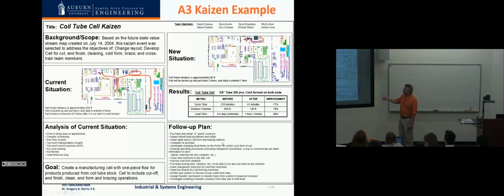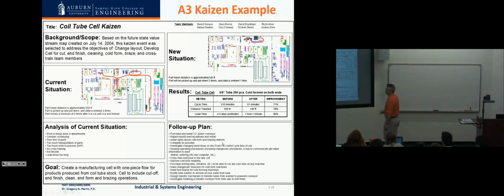The background was based on the future state value stream map, and whatever date that was. The Kaizen event was selected to address objectives of changing the layout, developing a cell for cut, finish, cleaning, cold form, braze, and cross-trained members. Is there anybody that doesn't understand what we were trying to accomplish there? It's fairly straightforward, right? One quick sentence.